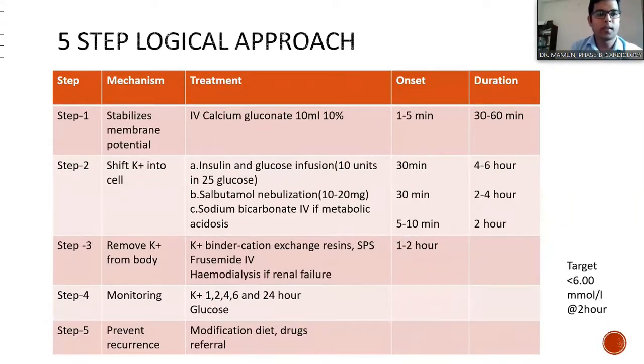There is also shifting potassium into the cell. We'll know about this, so I skip this slide.